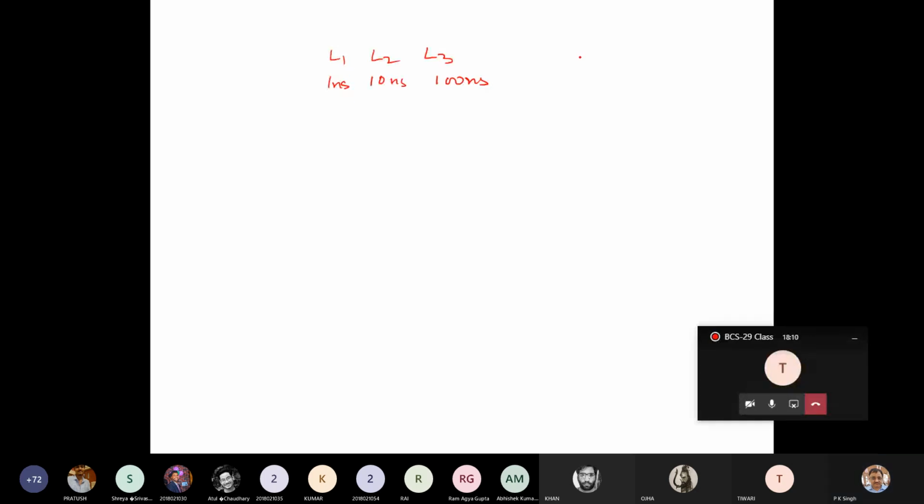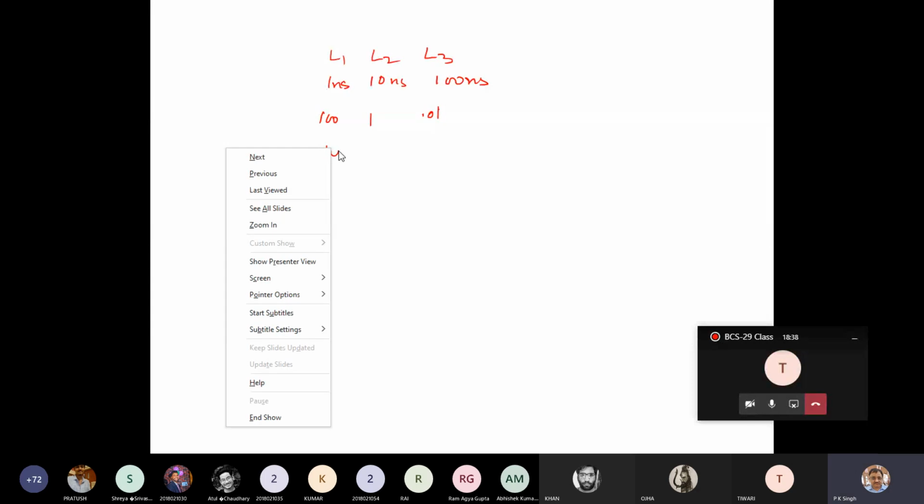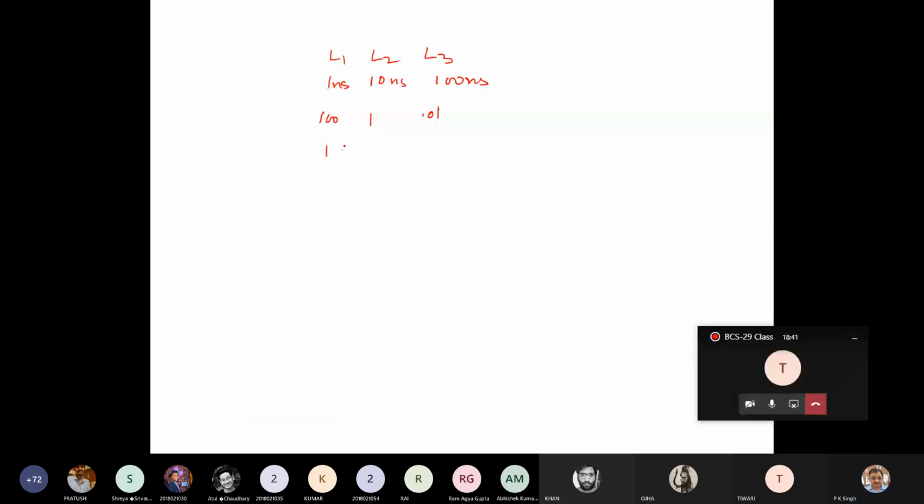Suppose you have to store, and the cost per bit is, suppose, 100 rupees. Here we have 1 rupee, 1 paise. Okay. Suppose here we store 10 bytes, here 100 bytes, and here 1000 bytes.